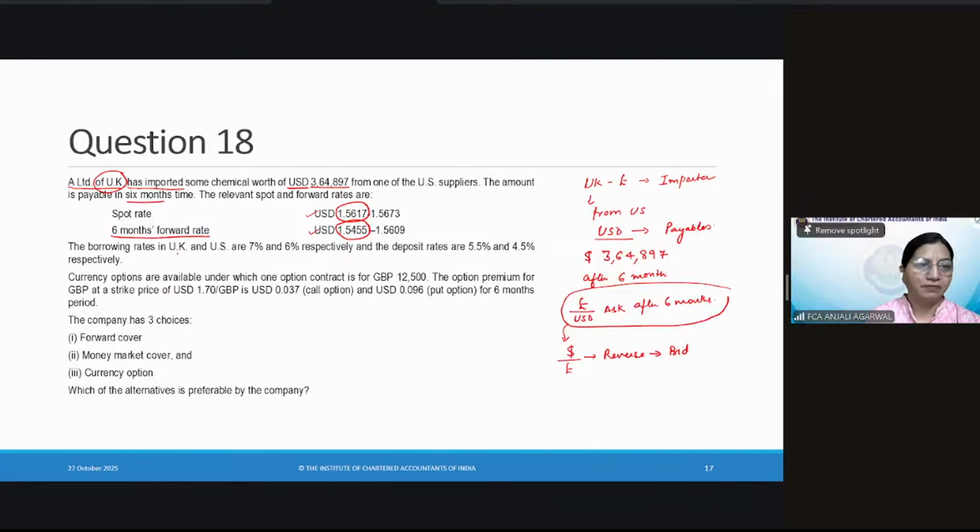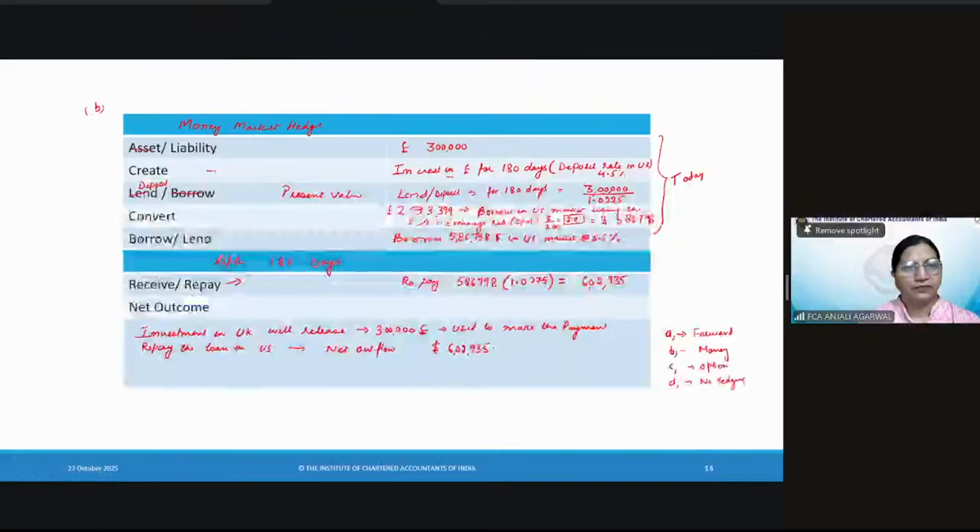All right. The borrowing rates in UK and US are also given. Borrowing rates are 7% and 6%. And deposit rates are 5.5% and 4.5%. That means somewhere it will speak about money market hedge. So before talking about the currency options, let's do some calculations for money market cover. I'll use this template here.